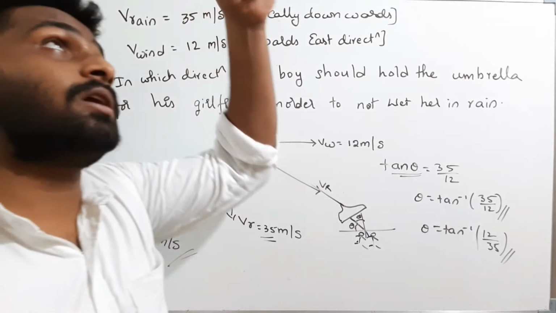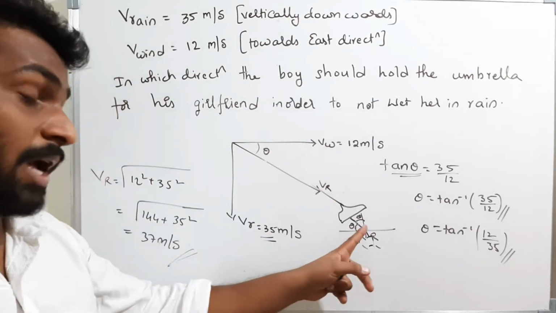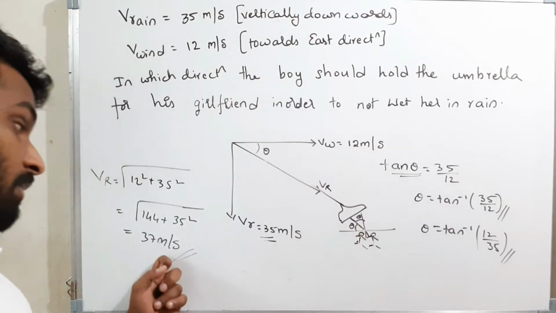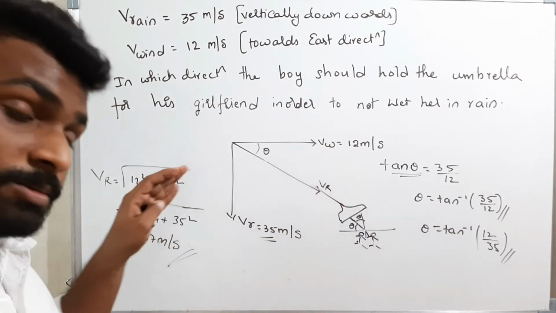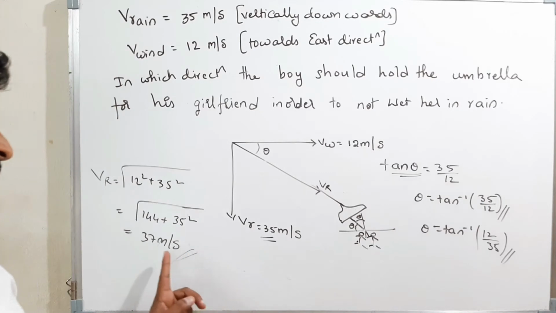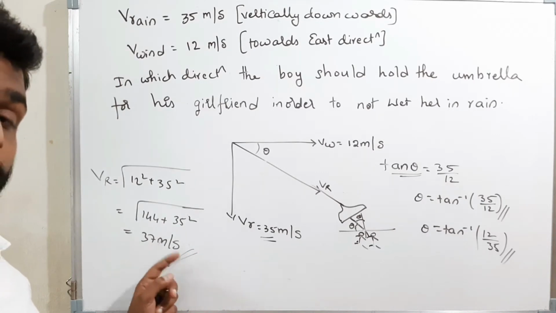Even though the rain is falling at 35 meters per second, the person standing here will feel as if the rain is falling at 37 meters per second. Because of the velocity of the wind, some speed will be added to the rain. Therefore, the velocity of the rain is 37 meters per second.